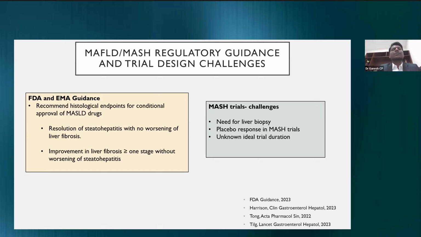What are the challenges? The need for the liver biopsy is very difficult, and patients are not willing to give a biopsy 2 times. Also, the placebo response in MASH trials is very high. And in these trials, we don't have a clear cut time for how long the trial should be conducted. So these are the challenges. The main challenge is the paired liver biopsy.